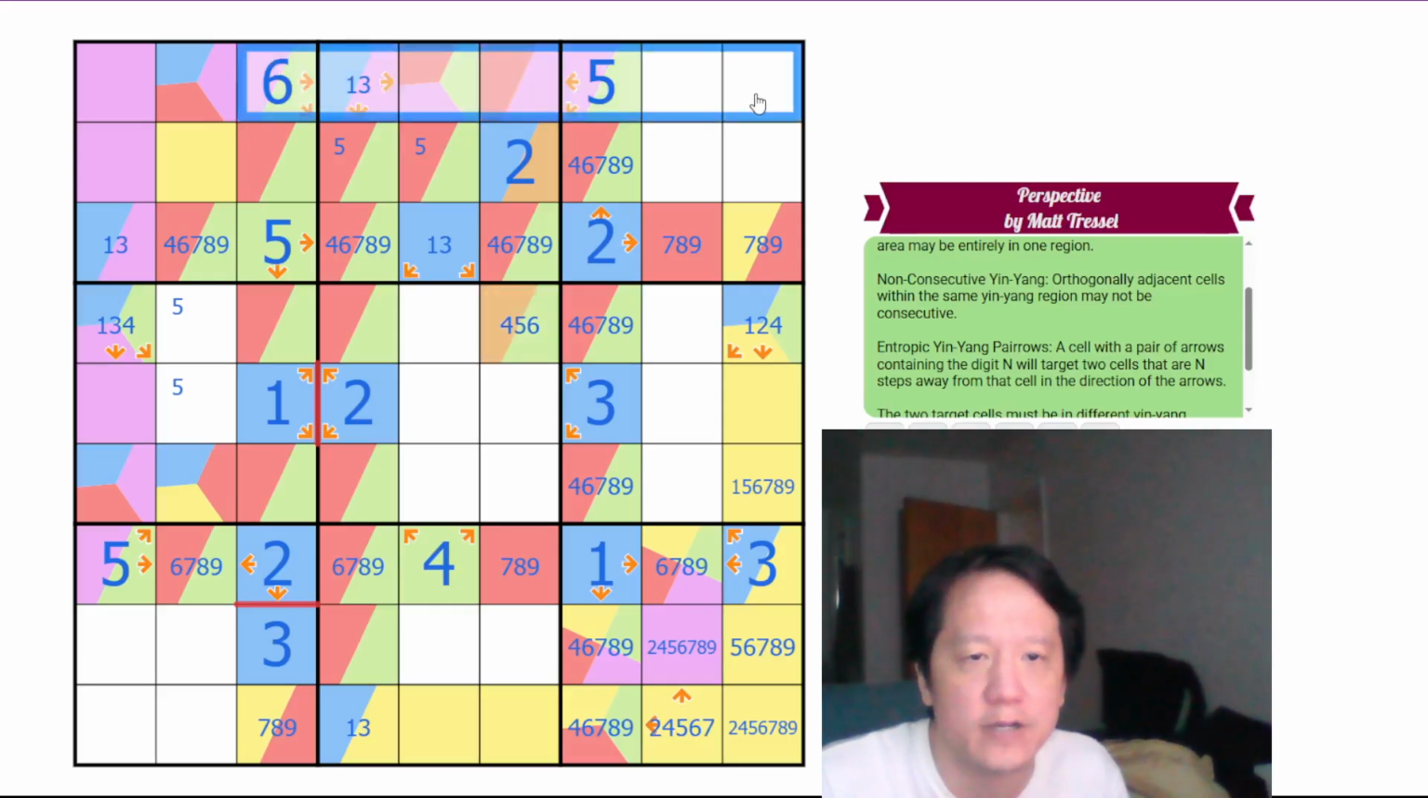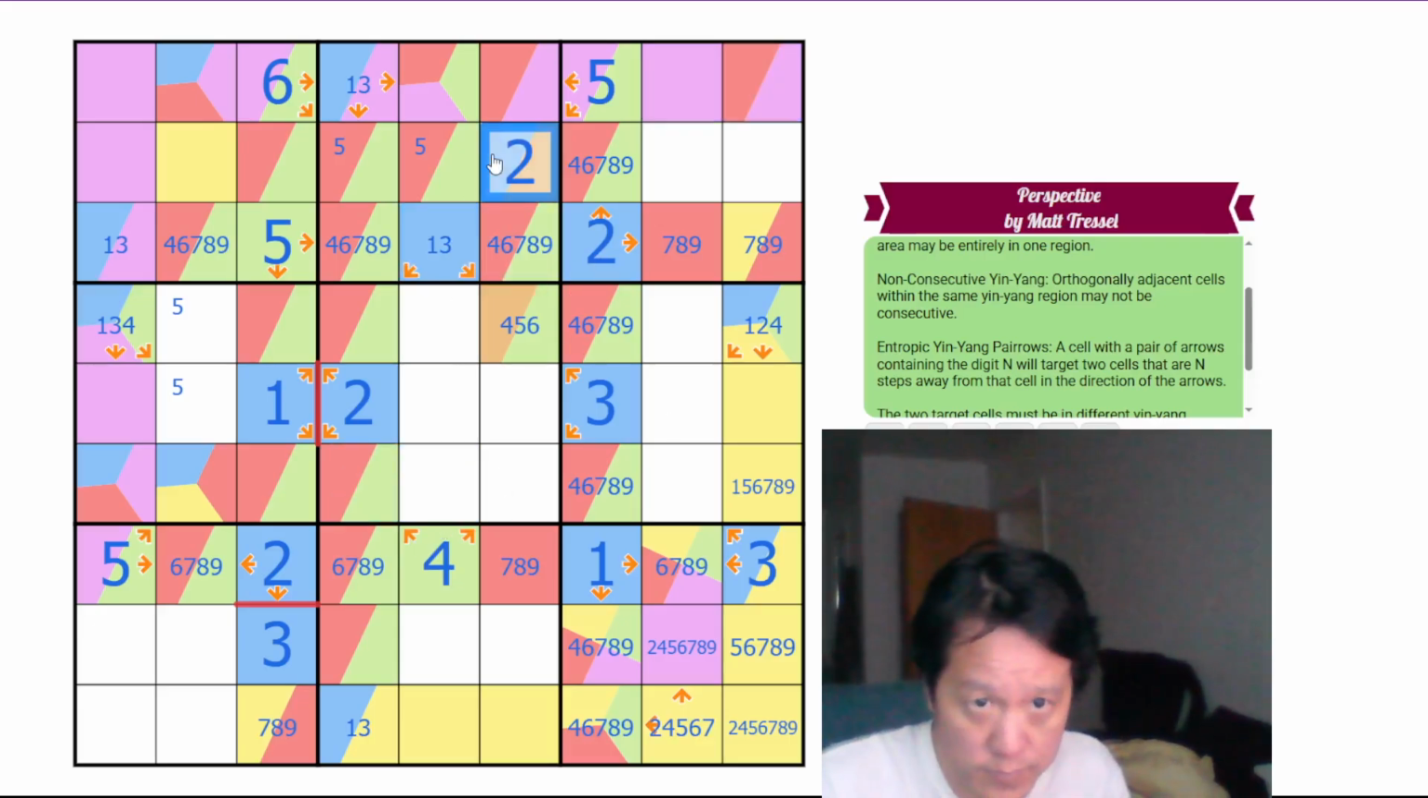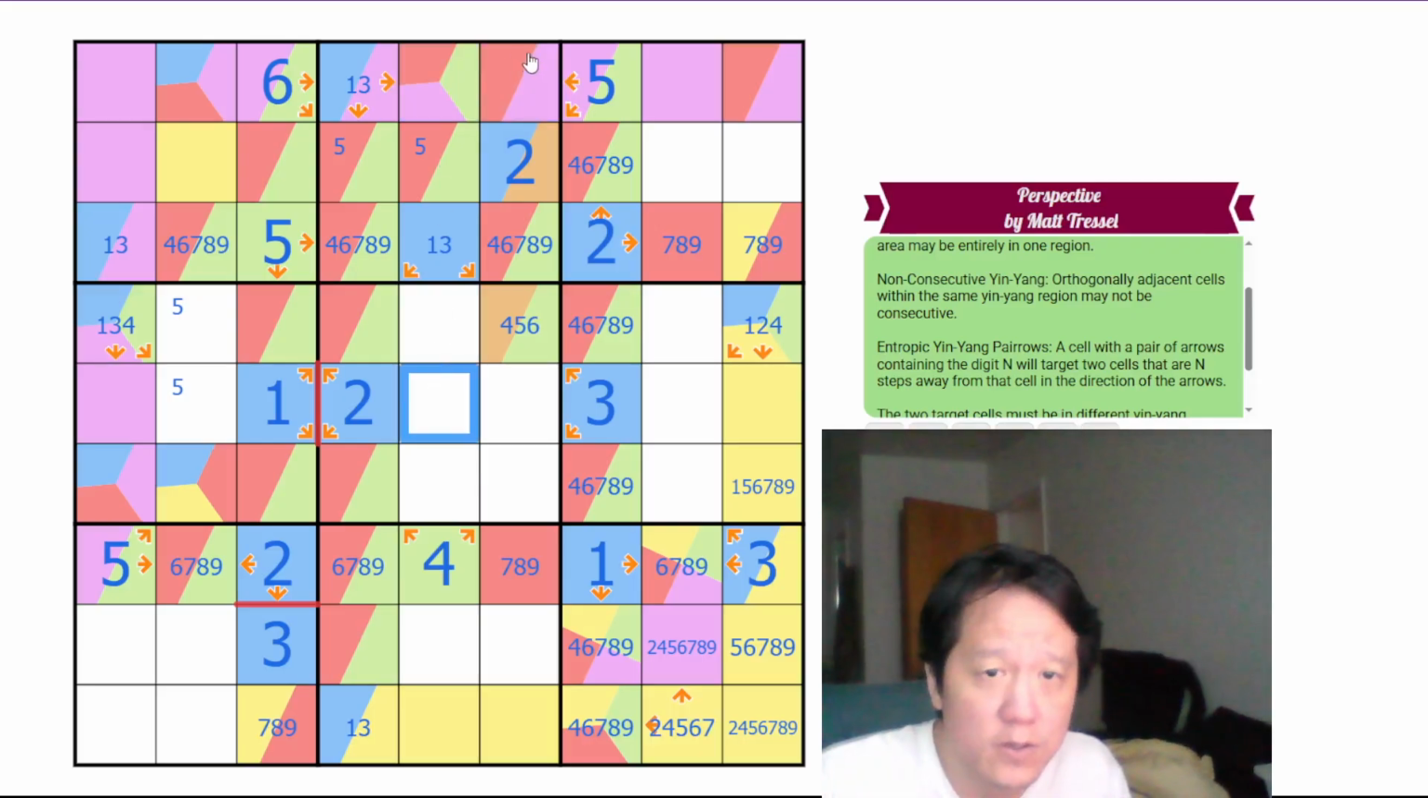6 away means these are different digits. This is high, and this must be pink because it cannot be the same as yellow. So therefore, these are pink. This has to be high now.